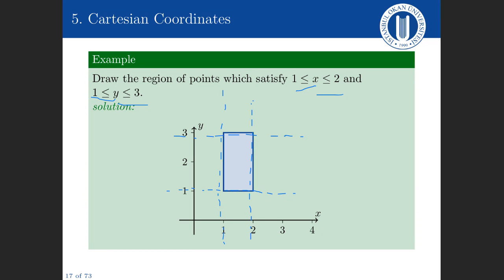We're asked to draw the region of points where x is between 1 and 2, in other words, between these two vertical lines. Y is between 1 and 3, between these two horizontal lines. In other words, we have this rectangle here.